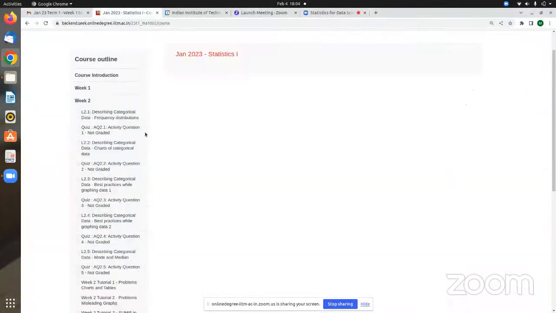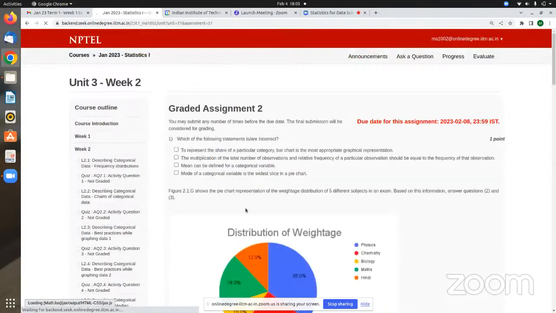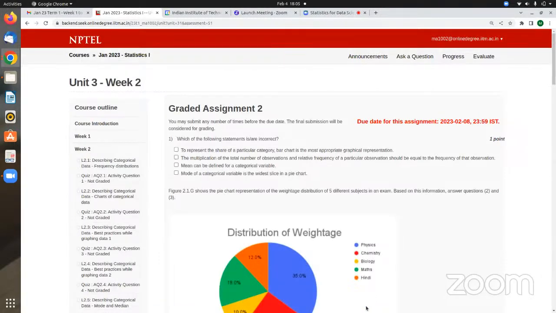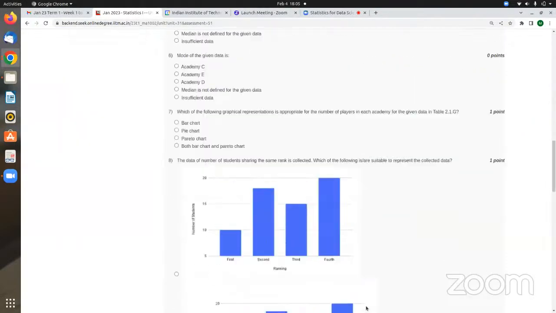Okay, my screen is visible, right? So one more thing: the deadline is not over for the week 2 graded assignment, right? So we'll not be discussing the solution, but if any particular doubt is there, I'll guide you to the solution. Sir, I get the question, I understood it, but I'm not able to answer it.